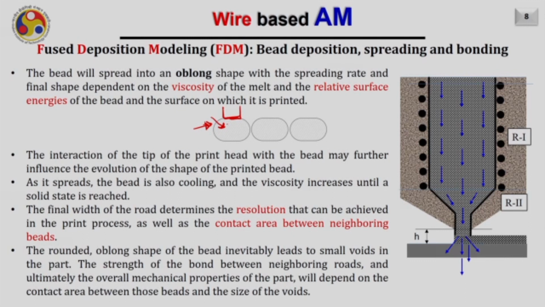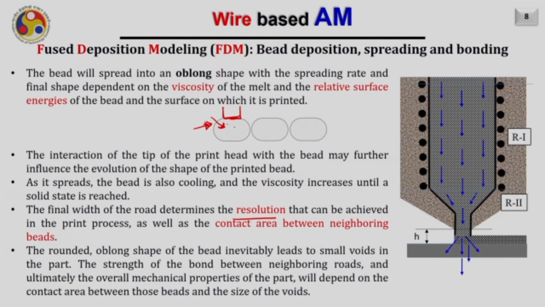As it spreads, the bead is also cooling and the viscosity keeps on increasing until a solid state is reached. The final width of the rod determines the resolution that can be achieved in the print process as well as the contact area between the neighboring beads. So, the rounded oblong shape of the bead inevitably leads to a small void in the part, and the strength of the bond between the neighboring rods and ultimately the overall mechanical property of the part will depend on the contact area between those beads and the size of the void.